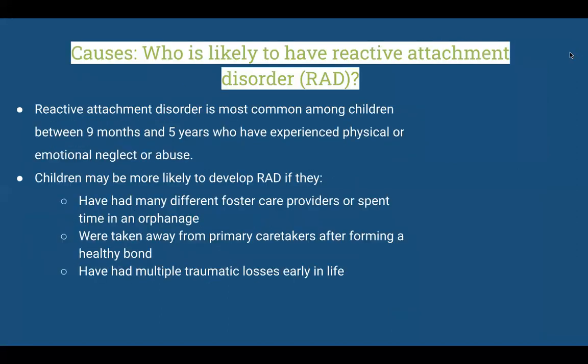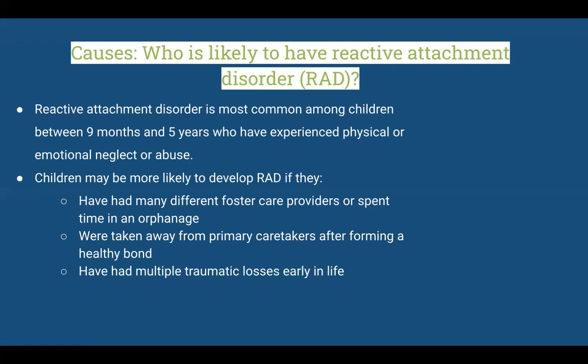Next slide, please. So, who is likely to have reactive attachment disorder? Reactive attachment disorder is most common among children between 9 months and 5 years old who have experienced physical or emotional neglect or abuse. While not as common, older children can also have RAD, since RAD sometimes can be misdiagnosed as other behavioral or emotional difficulties. Children may be more likely to develop RAD if they have many different foster care providers or spend time in orphanages, were taken away from primary caretakers after forming a healthy bond, or have had multiple traumatic losses early in life.